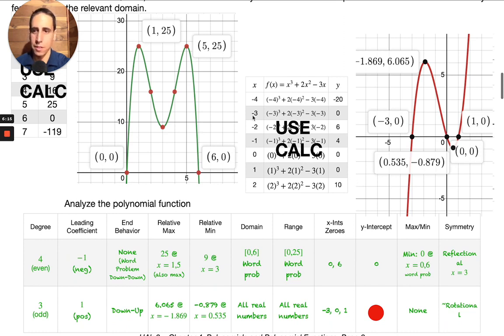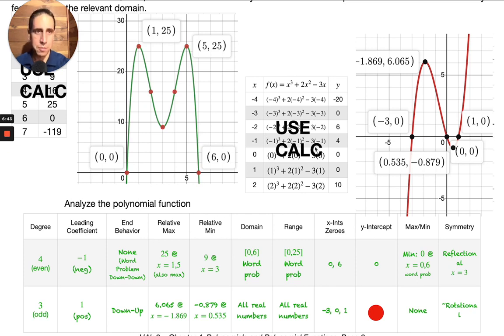So let's take a look. The degree is 3. That's the highest exponent, and we note that that's odd. The leading coefficient, I can't see it, but there's actually a 1 in front of this x cubed. And because the polynomial has an odd degree and a positive leading coefficient, we've memorized that it's going to be down, up. And you can see on the graph, there's a down arrow that goes here and an up arrow that would go here, so down, up.